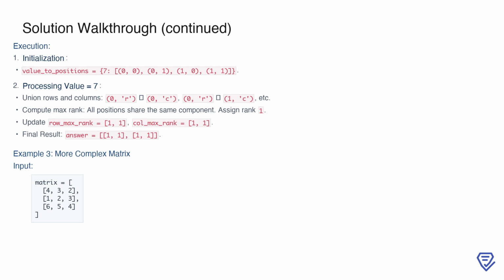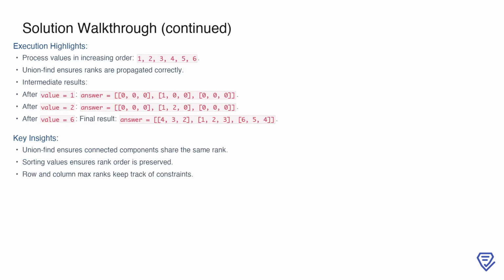share the same rank. For the final example, we look at a more complex matrix where values vary significantly. The values are processed in ascending order, starting with 1 and progressing through 2, 3, 4, 5, and finally 6. As we process each value, we use union find to group rows and columns associated with that value, ensuring that connected components are properly identified. The ranks are computed based on the current maximum ranks for the rows and columns involved.